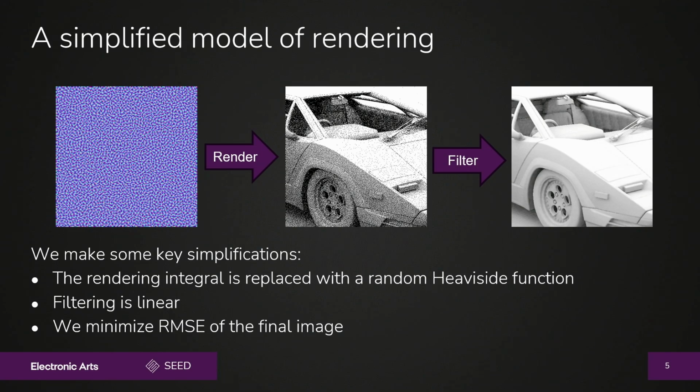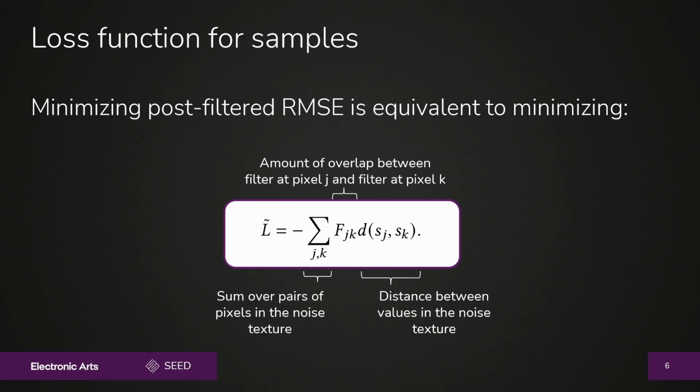And under those assumptions, we can actually just write down a loss function that analytically captures all of this. And it turns out that it takes this extremely simple form, even though there are some integrals that went into it. You just wind up summing over pairs of pixels in the image. You need to look at the overlap between the filter of those 2 points. So nearby points in the image will have this FJK be larger. And then the negative of the distance between the values in the texture. So this is, I think, quite intuitive.